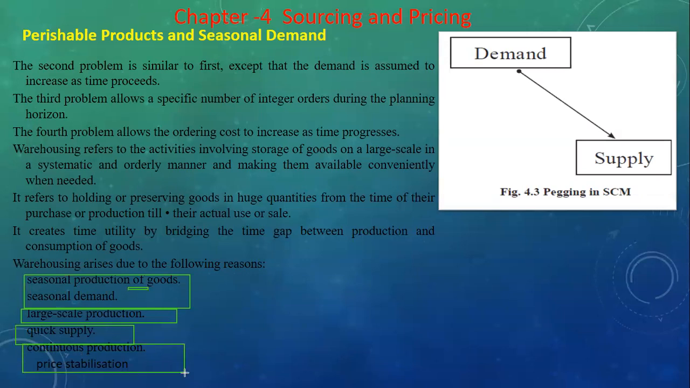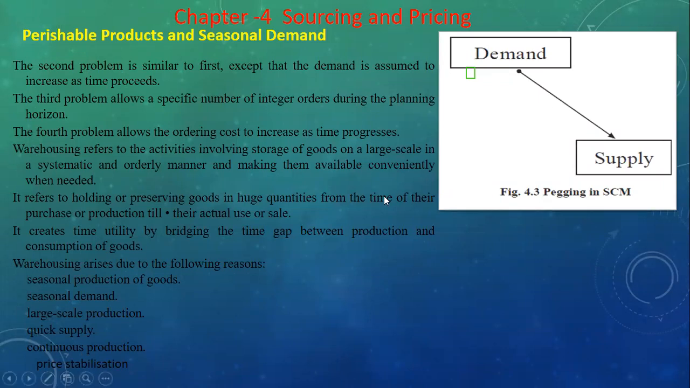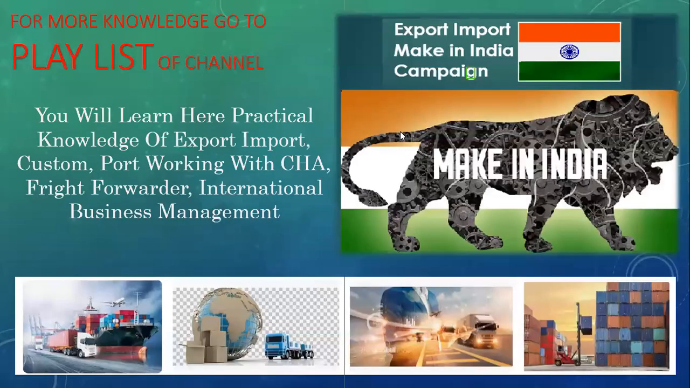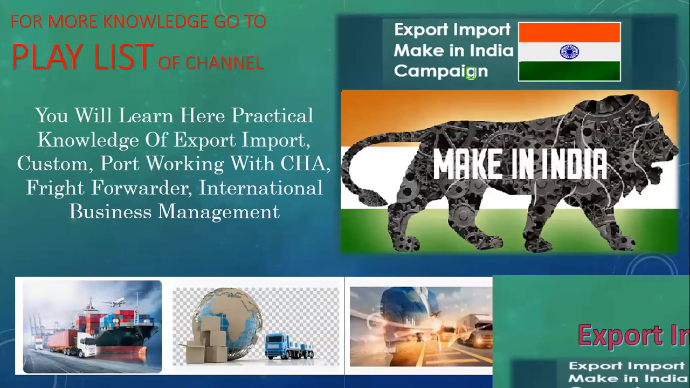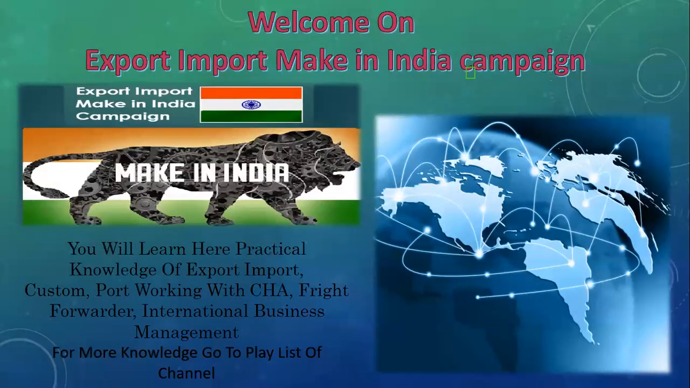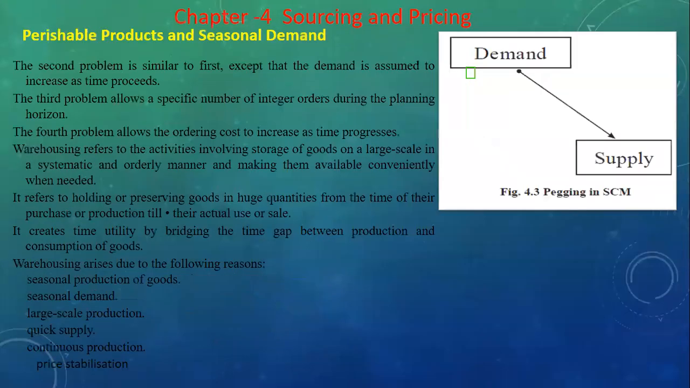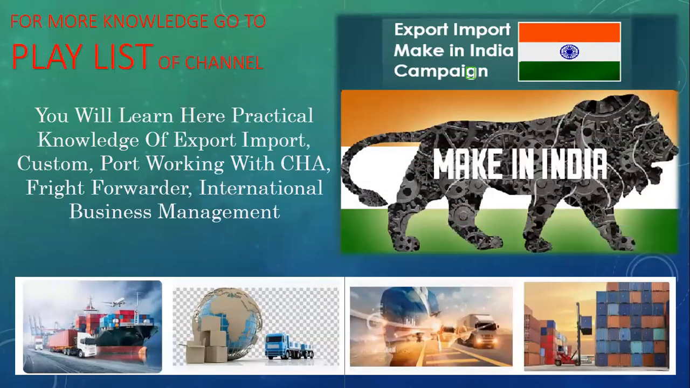Continuous production is also part of warehousing, and so is price stabilization. Price stabilization is about demand and supply. When demand increases, supply needs to be maintained. If supply is not maintained, a factor occurs called inflation. The price stabilization process is controlled by warehousing. If you maintain the inventory level, then you can supply at any moment. So you can manage this through the price stabilization process, which comes under warehousing.